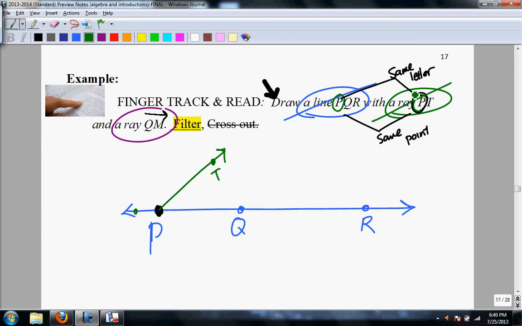Cross it out. Now we have ray QM. Remember? Same letter, same point. That's the same Q. Now I introduce a new letter M. Again, it doesn't matter which way you go. I could do QM this way. I could do QM this way. I can even add M to the same direction as R, and that technically would be a ray as well. All 3 of those would be fine.